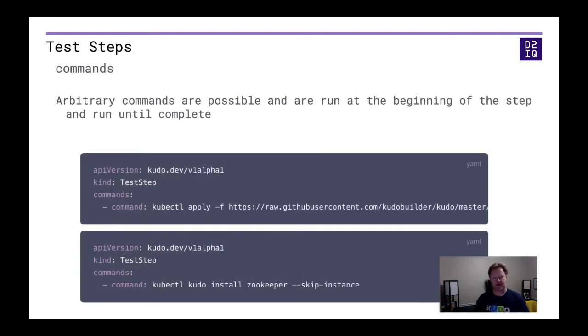Additionally, we could add commands, and it's an array of commands. The example you see on the first one is we can do a standard apply if you wanted to. We already do applies. It is not necessary to do that. But in the case of KUDO, installing an operator without the instance might be something useful.